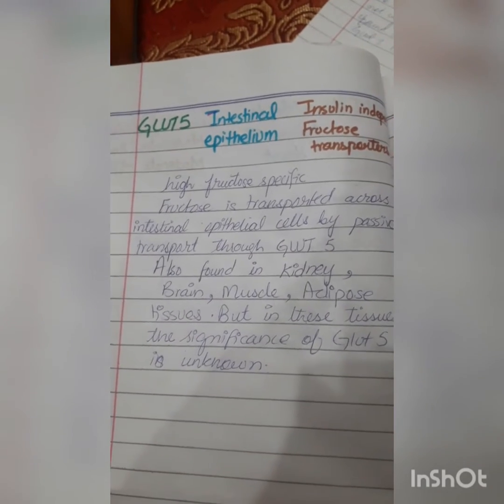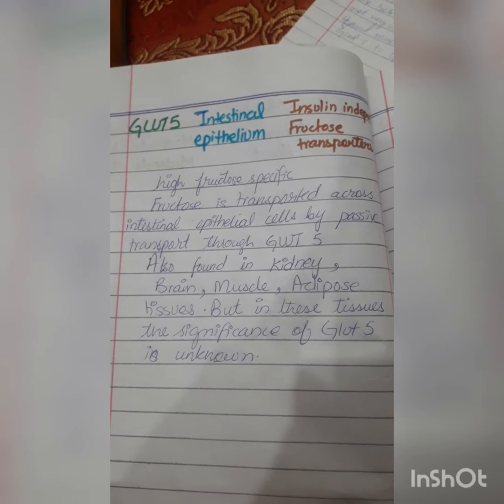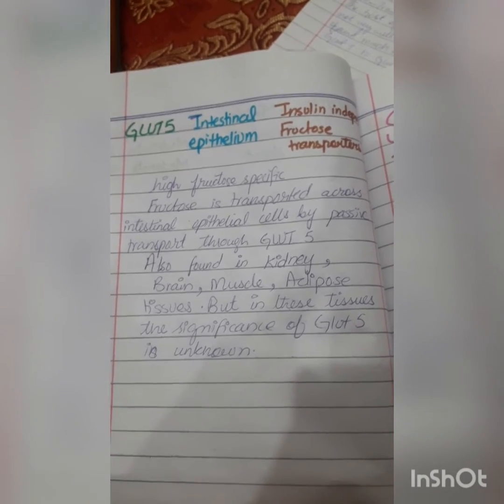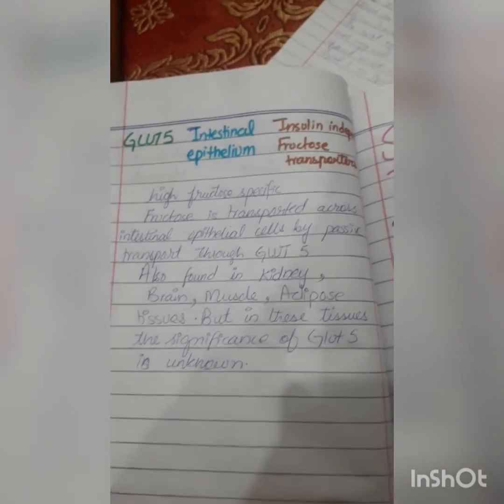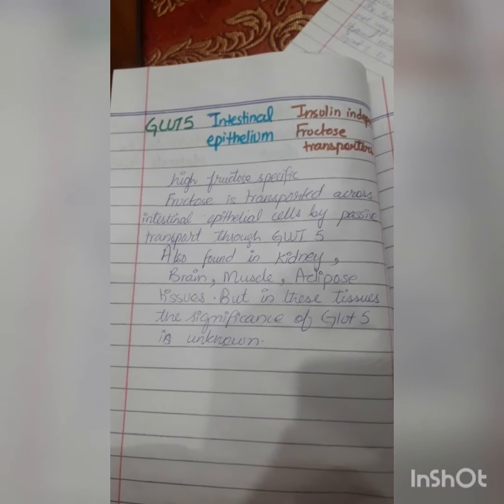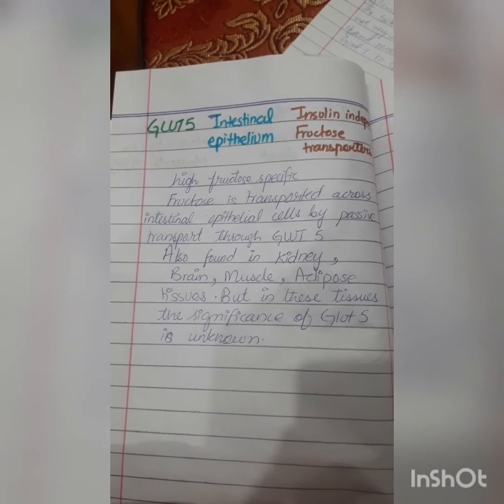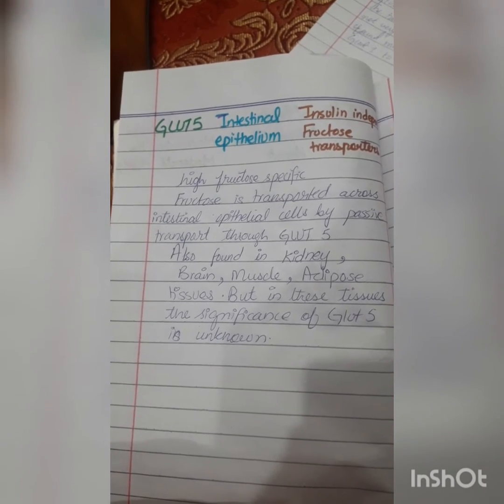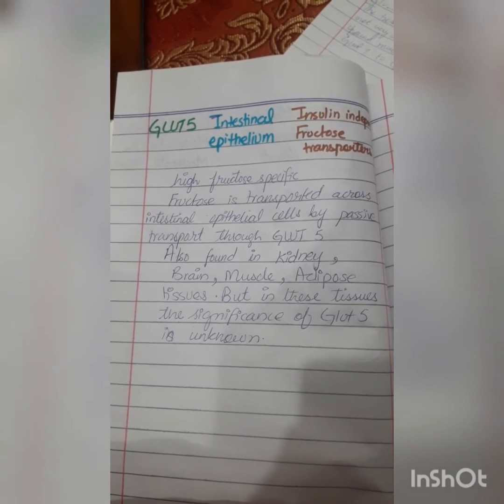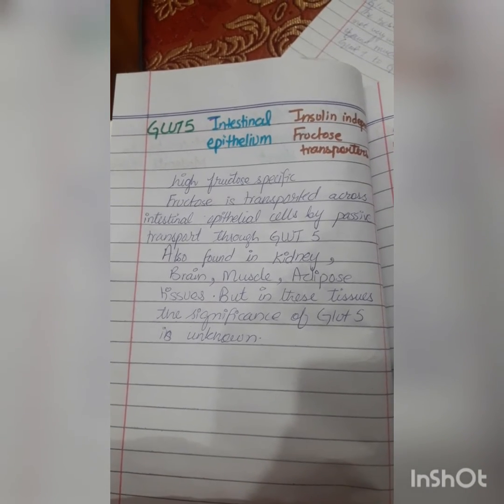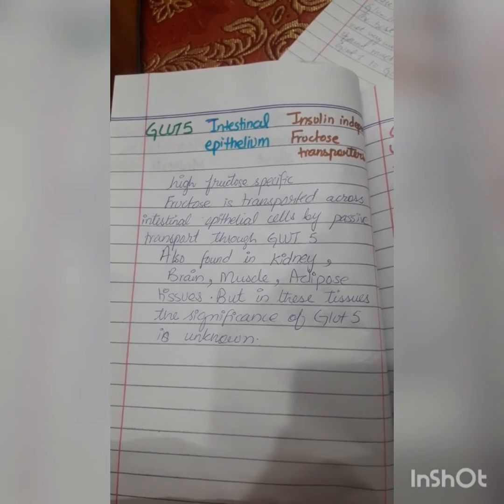The fifth glucose transporter is glucose transporter 5. It is present in the intestinal epithelium, and it is insulin independent, and it is the major fructose transporter. It is highly fructose specific, and fructose is transported across intestinal epithelial cells by passive transport through GLUT5. Passive transport means that it does not require energy the way active transport requires, and it is also found in other parts such as kidney, brain, muscles, adipose tissues, but in these tissues its significance is not yet discovered.